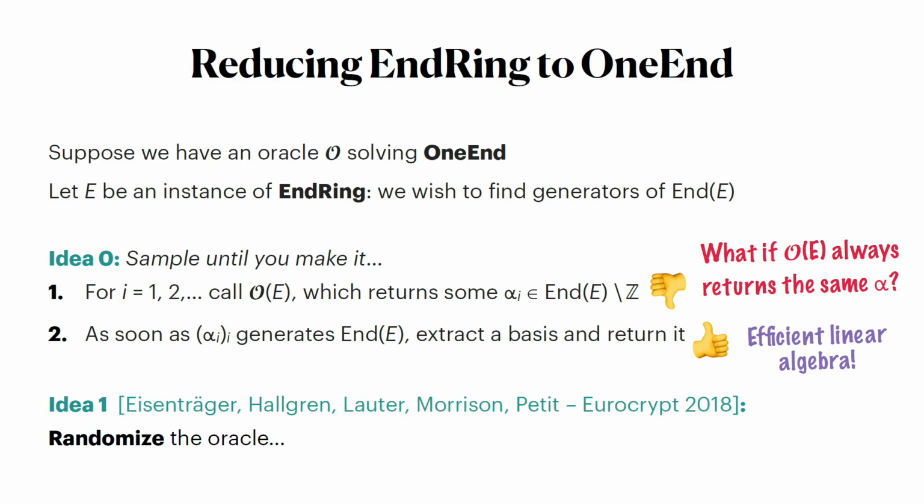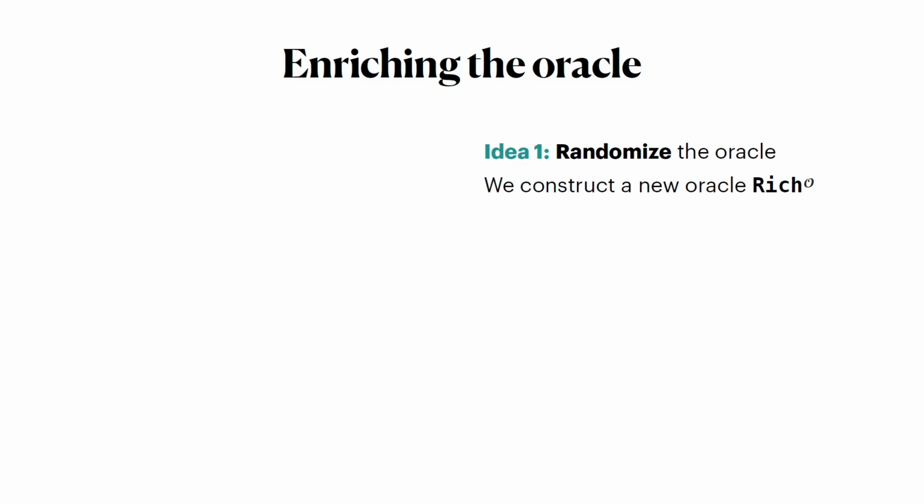So the first real idea was introduced in this 2018 paper. Try and randomize the oracle. You have an oracle, can you transform it in a way that you make sure that the output is kind of random, so you can hope that calling it multiple times will give you something new? And how do you randomize the oracle? So you have this oracle O, and you're going to build a richer one, which we call rich O. It's a randomized version. It works as follows.